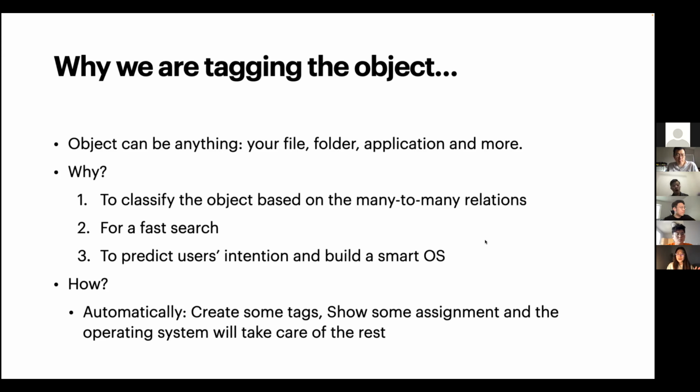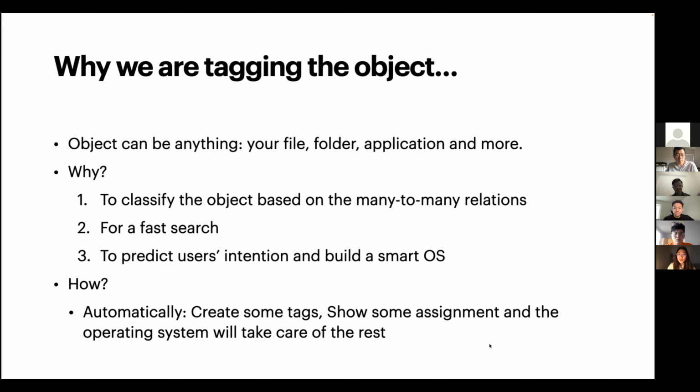And thirdly, we can use tags to predict users' intention and build a smart operating system. For example, if the user tends to open files with the tag ecs251 on Tuesday and Thursday, then we can predict that the user has lessons of ecs251 on Tuesday and Thursday. So they may want to open the files with those tags on next Tuesday and next Thursday. If the user does not open these files, maybe this means that their course is over and they will come to a new quarter.